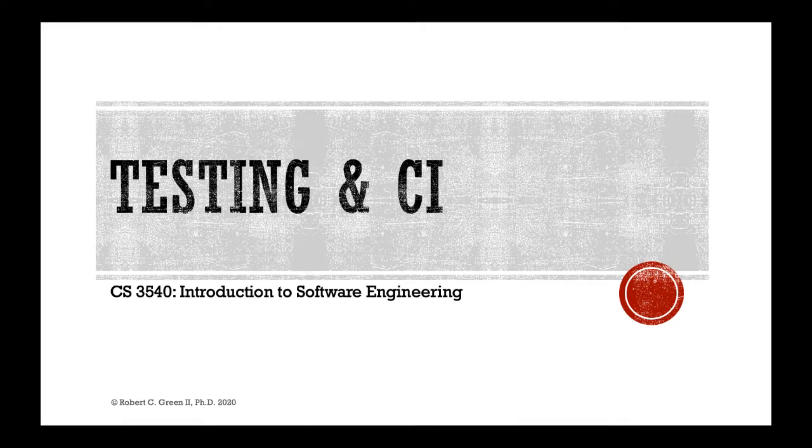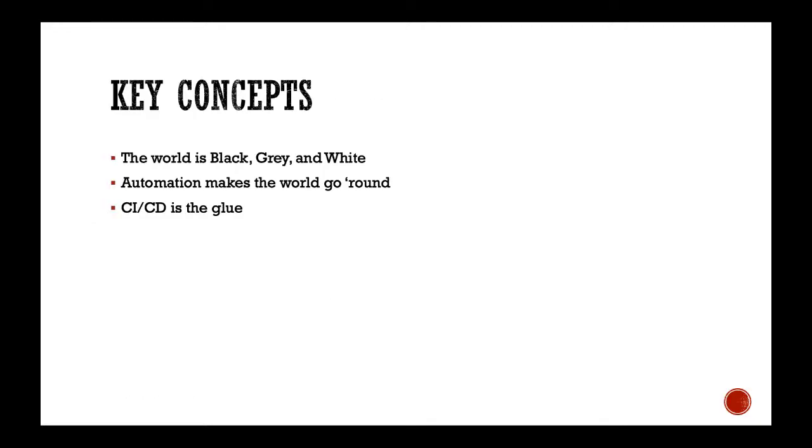This week in 3540, we are talking about testing and continuous integration. So some key concepts as you read through your text. Remember, the world is black, gray, and white. Automation makes the world go round, and CI/CD is the glue.